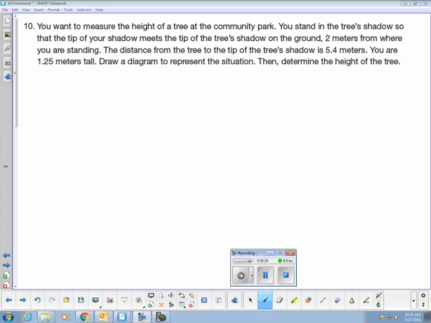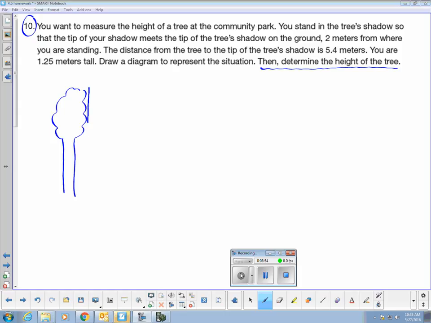Number 10 does not come with a diagram or a drawing, so we need to make a drawing so that we can set up a proportion to help us define the height of the tree. So the question is, what is the height of the tree? So we'll start with the tree, and I'm not very good at drawing, so I'm just going to make a tree over here.